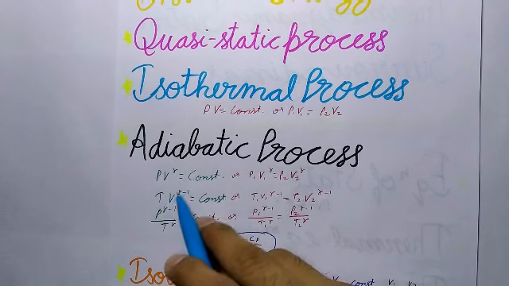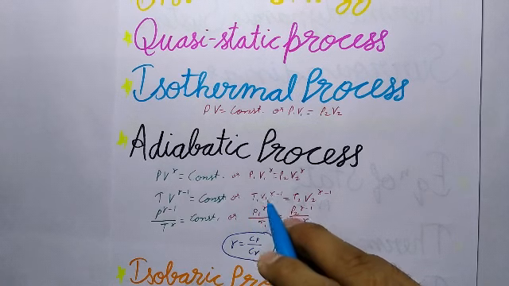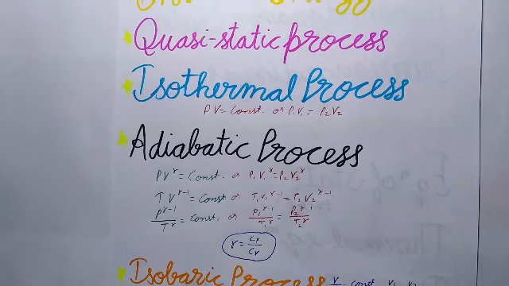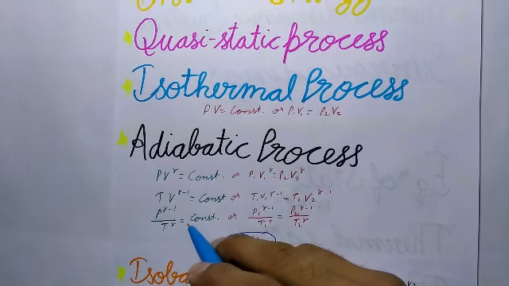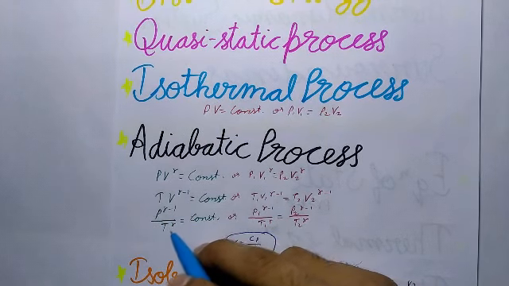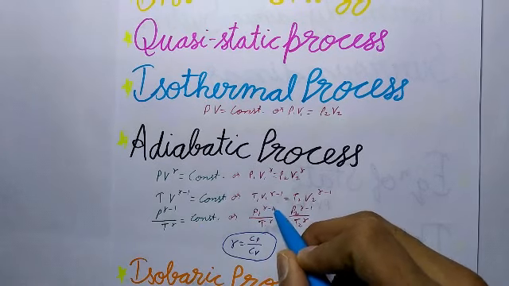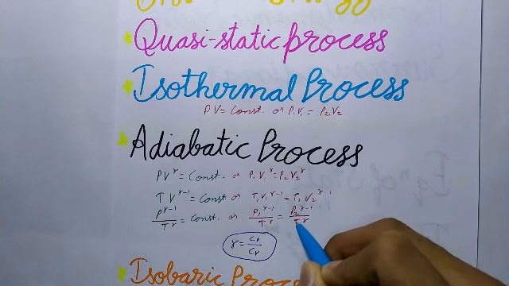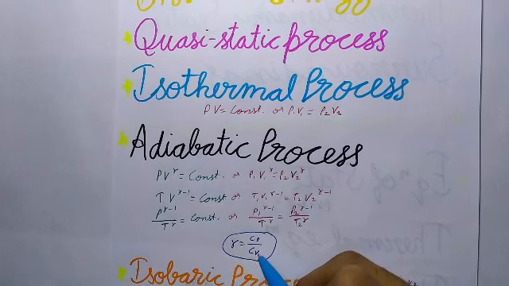Next is TV to the power gamma minus 1 equals constant, or T1 V1 to the power gamma minus 1 will be equal to T2 V2 to the power gamma minus 1. And the last equation is P to the power gamma minus 1 upon T to the power gamma equals constant, or P1 to the power gamma minus 1 upon T1 to the power gamma equals P2 to the power gamma minus 1 upon T2 to the power gamma, where gamma is Cp upon Cv.